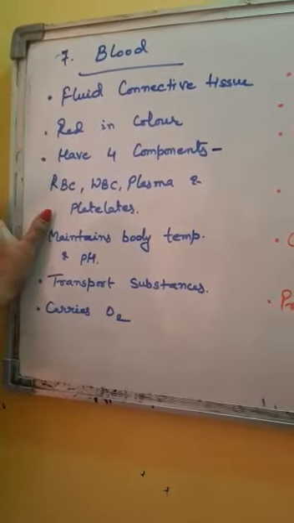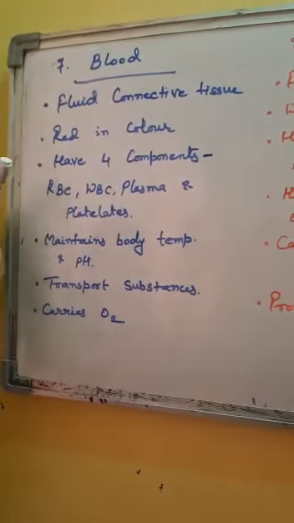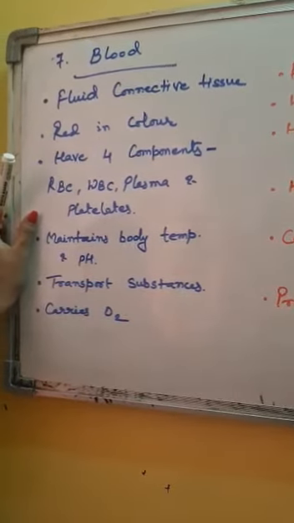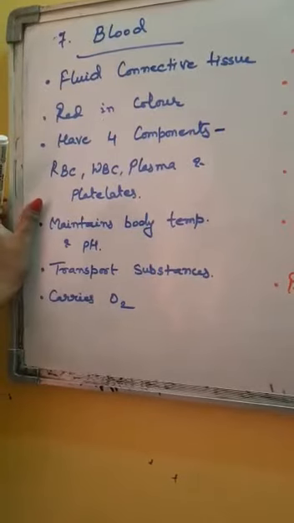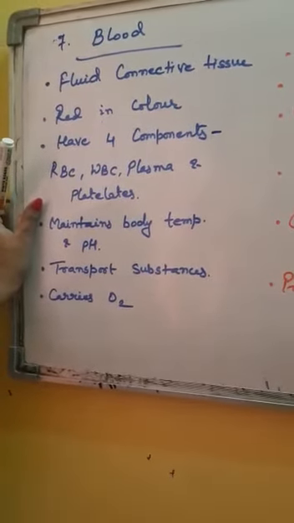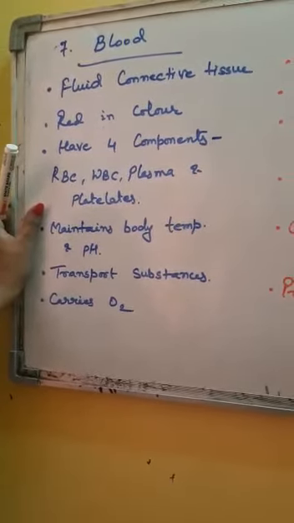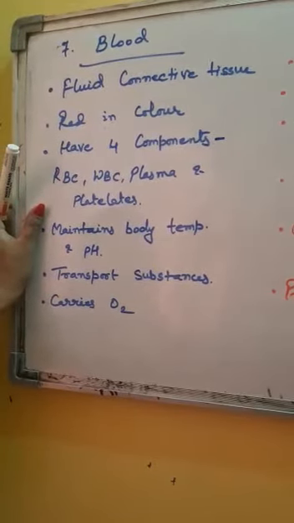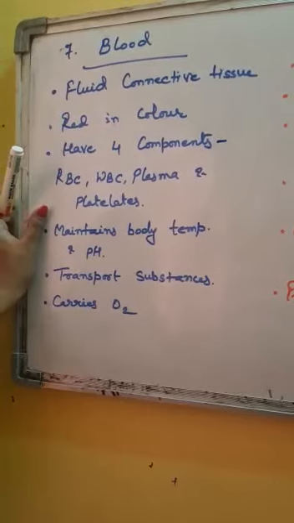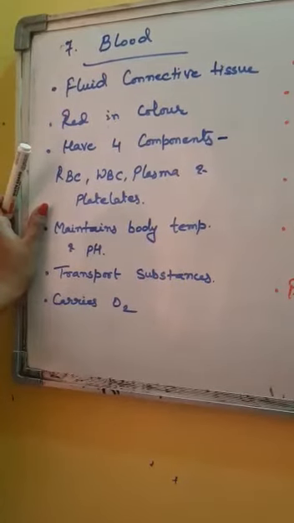And the fourth component of blood is called blood platelets. These are irregular disc-shaped cells which are responsible for blood clotting. Blood clotting is a defensive mechanism of the body. It is a mechanism which occurs when there is some injury or cut.